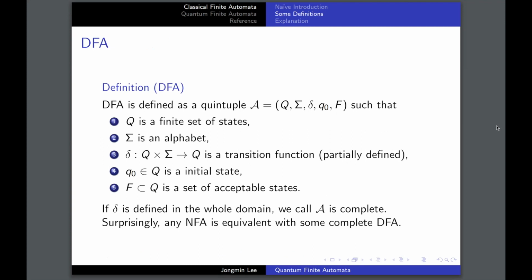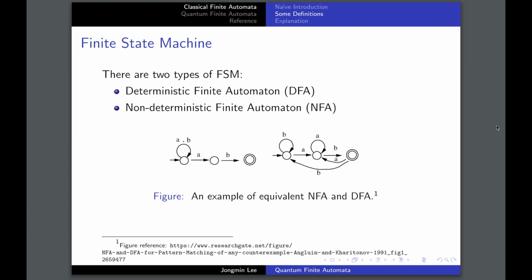And the mathematical definition is: a DFA is defined as a quintuple A with Q, sigma, delta, Q0, F. That is, Q is a set of states, sigma is an alphabet, delta is a transition function, Q0 is the initial state, and F is a set of accepting states. In the previous picture, there was only one final state, but there can be many final states, and the initial state can also be a final state.